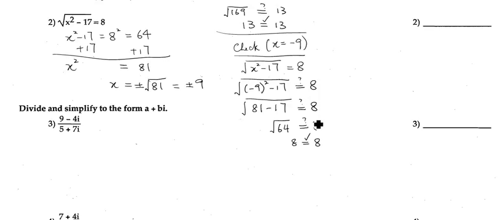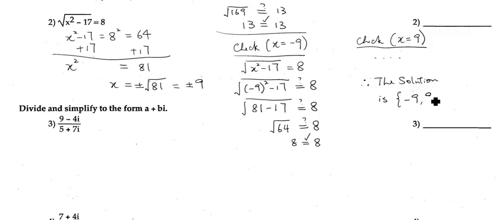So how about the other solution? Does it mean that we need to reject the other solution? Does it mean that we should accept the other solution? No, we need to check the other solution also. And the checking process would be the same thing. Okay, now I'll let you finish the rest. But we need to check x equals 9 also. And then it turns out at the end, the solution will be, negative 9 and 9. Both of them we are going to accept.